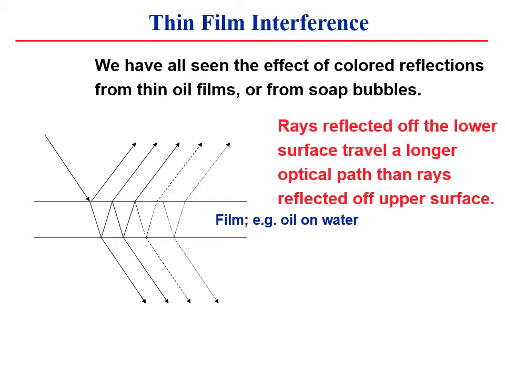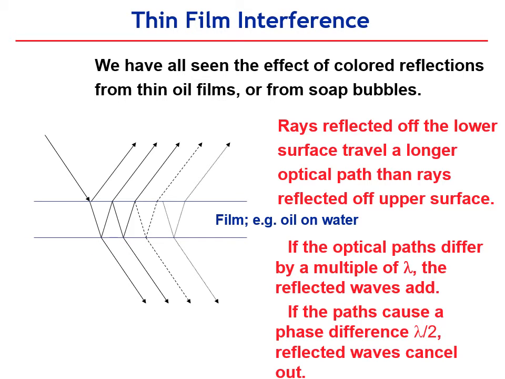The rays reflected off the lower surface of the bubble or film have traveled a longer distance than the rays reflected off the upper surface. If the optical paths differ by a multiple of a wavelength, then we get constructive interference. And if they differ by half of a wavelength, then they're going to cancel out. And so maybe you're thinking, oh, now I kind of understand this, because different colors of light, red, orange, yellow, green, etc., have different wavelengths. So this thickness that we're looking at has to be related to the wavelength in order to create constructive or destructive interference for a specific color.